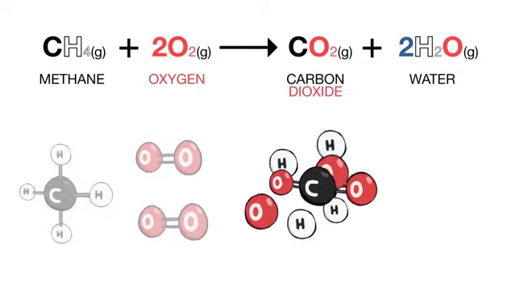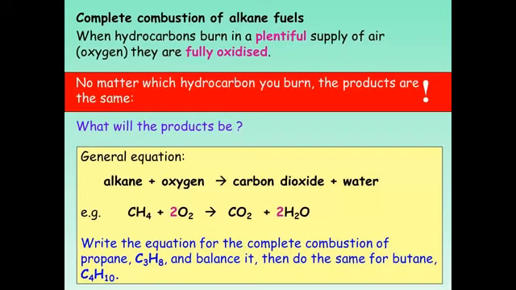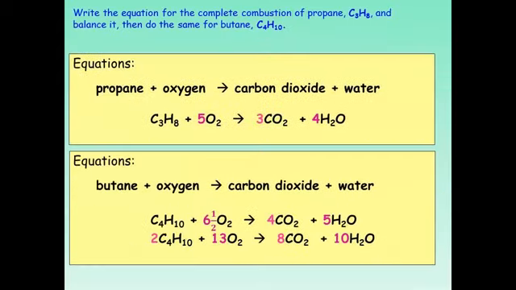You will be expected to balance the simple equations for reactions of the alkanes already discussed in this topic. So let's take a look at the equations. First of all, we've got methane burning with 2 oxygens to form carbon dioxide and 2 waters. When we have a larger hydrocarbon, for example propane, we need more oxygens, forming 3 carbon dioxide, 4 waters.